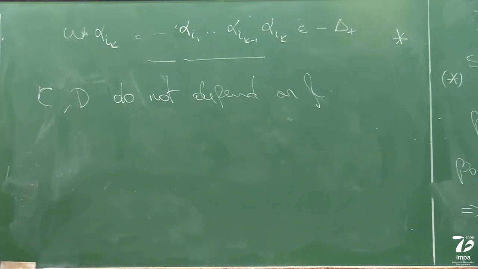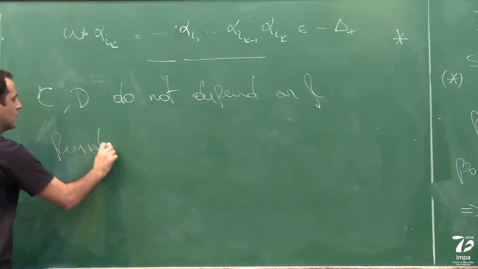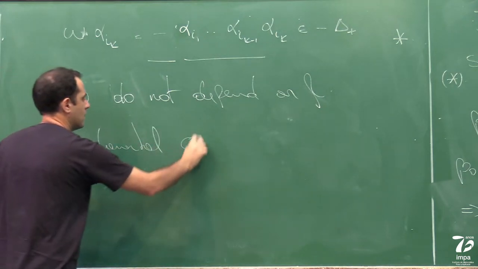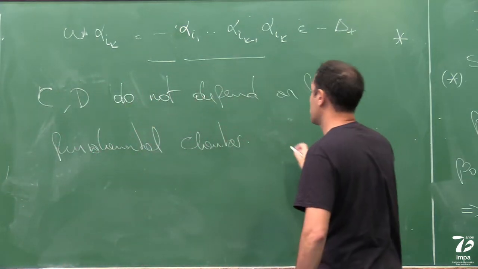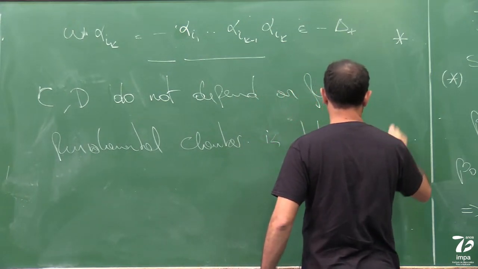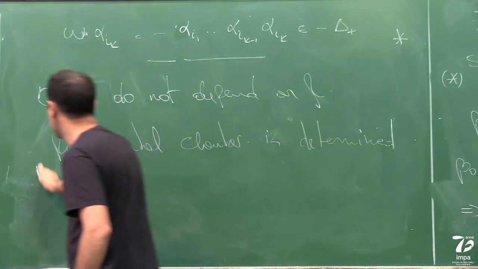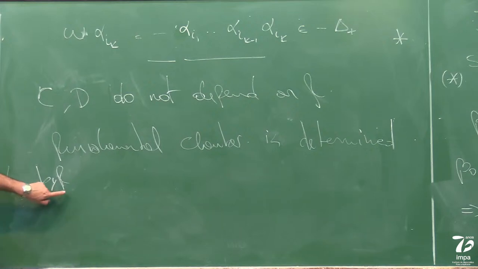So the first observation is that the notion of the fundamental chamber is equivalent to the notion of the simple roots. So first observation, the fundamental chamber is completely determined once you choose the simple roots. It's determined by F. Remember, this fundamental chamber was all these vectors that had a positive inner product with the fundamental roots.